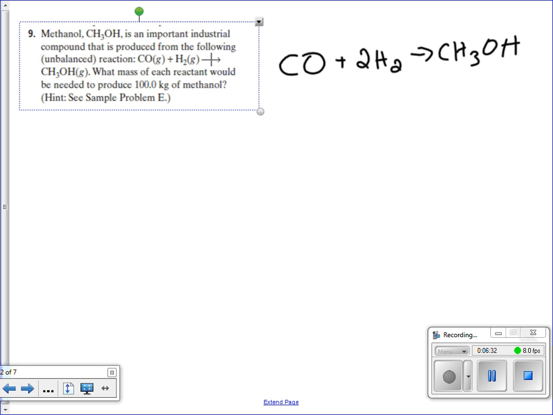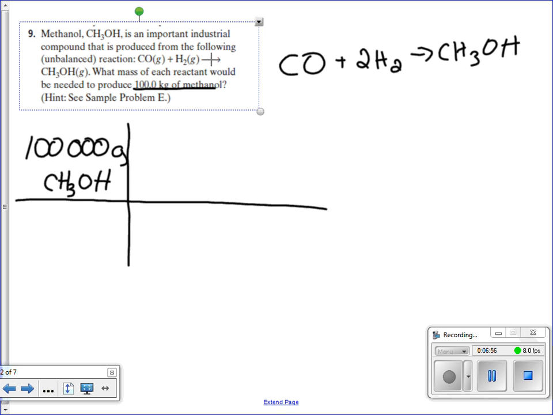All right, and they've given us our starting number in kilograms. We've got to change that to grams because we can't get a molar mass in kilograms. So if we move our decimal 3 times to the right, and if it's easier for you to put this in scientific notation, go for it. Most people think scientific notation is confusing, so I'm not going to use it on this one. All right, so if we have 100,000 grams of methanol, we need to know how many grams of each reactant.